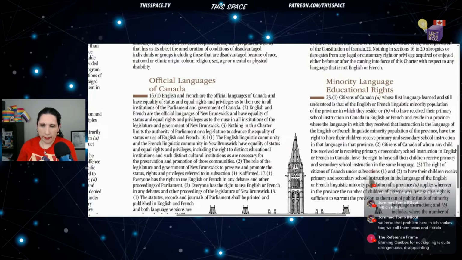Blaming Quebec for not signing is quite disingenuous, disappointing. What? They didn't sign. Quebec didn't sign. How was that not Quebec's doing? Nobody forced them not to sign. I don't get it. Oh, okay. You're thinking that the whole thing was a mischaracterization of Quebec. I get it. I see you. They didn't sign. They have their own Charter of Rights and Freedoms, and they have their reasonings and whatnot. But in the end, they didn't sign.